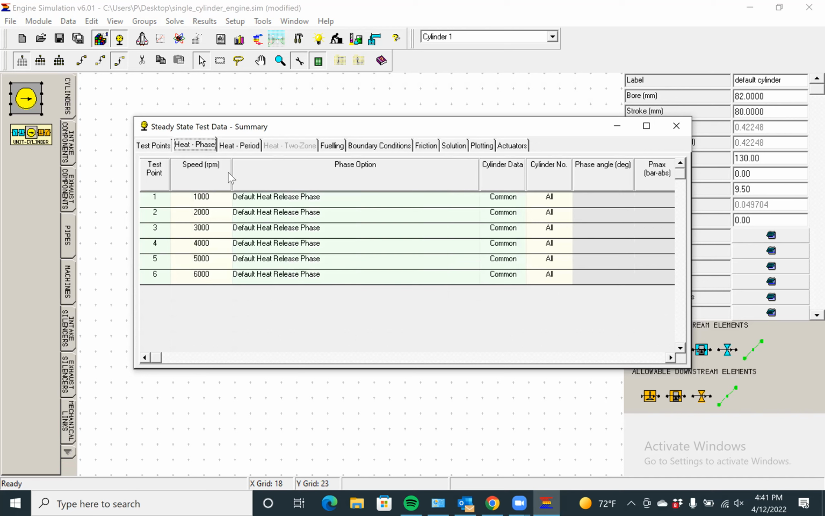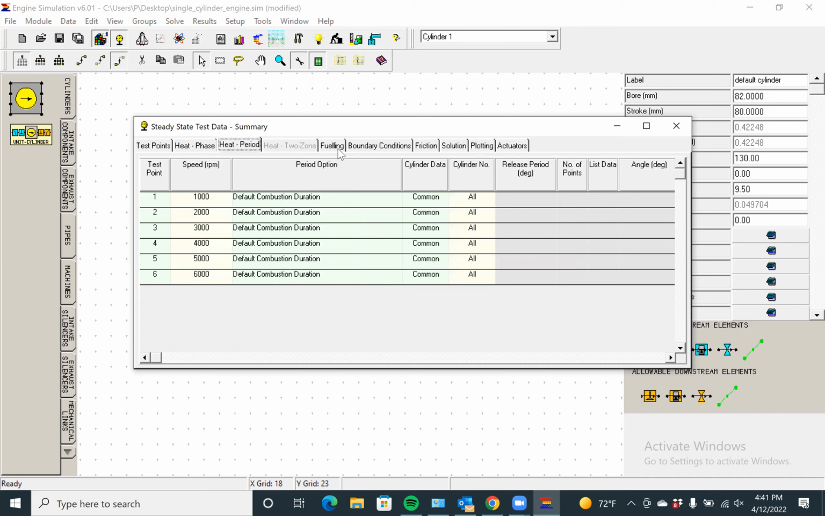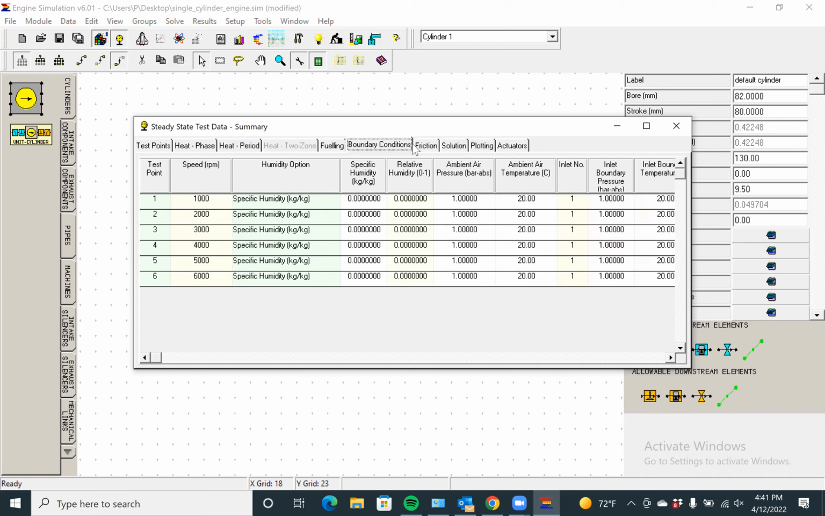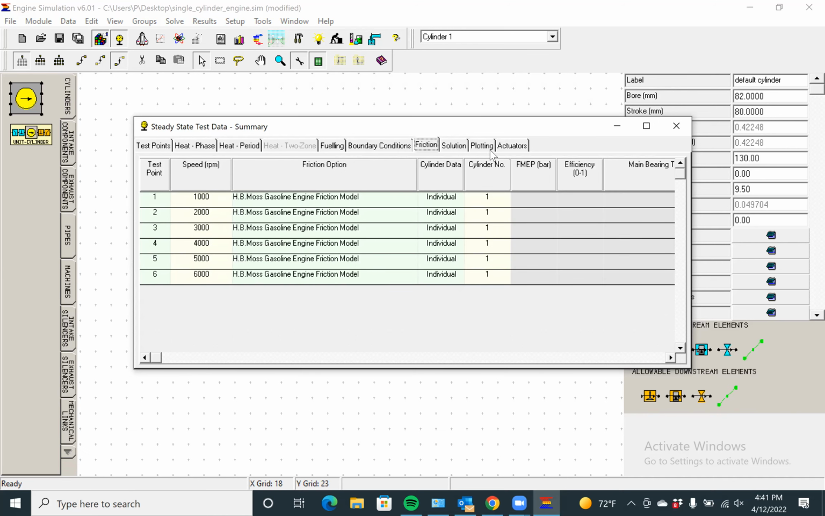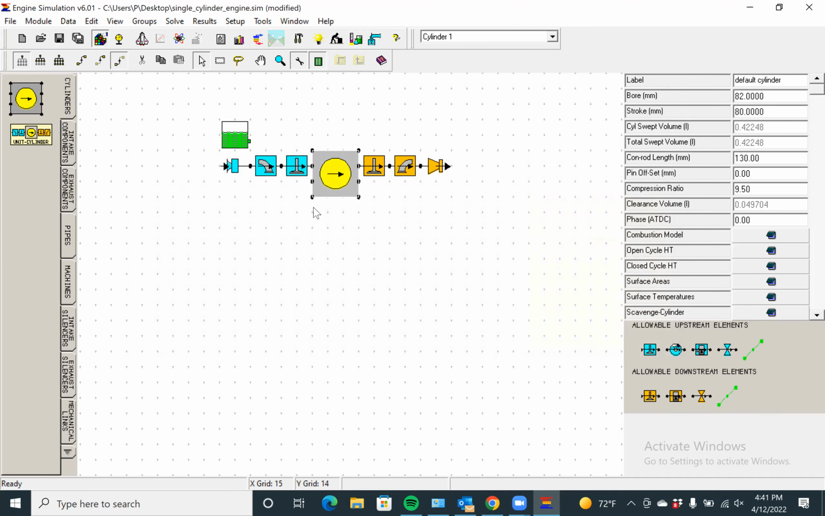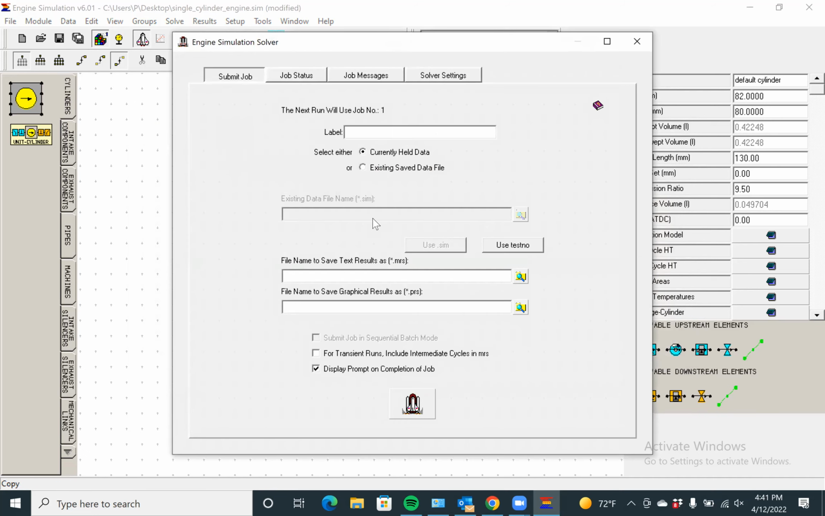And then you can actually change depending upon what type of engine you have, what type of fuel efficiencies you have, what type of boundary conditions you have, what type of friction you have, all that stuff you can do. But once this is done, you are ready to run the simulation. And then what you do is you click run. When you run, it's going to ask you for the label. And I'm going to say test 1.